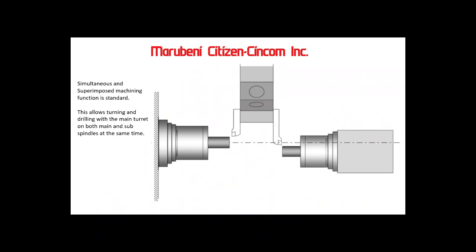Superimposed and synchronized machining function. Say this is all standard. This allows turning and drilling with the main turret on both the main and the subspindle at the same time. So here's a shot, you will see that there's slightly more tool overhang on the tool at the subspindle. We may need this due to the limit of the X2 travel.